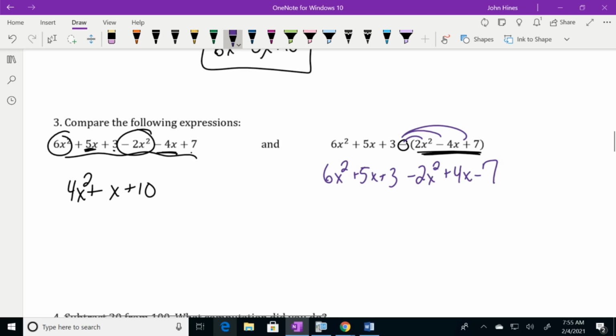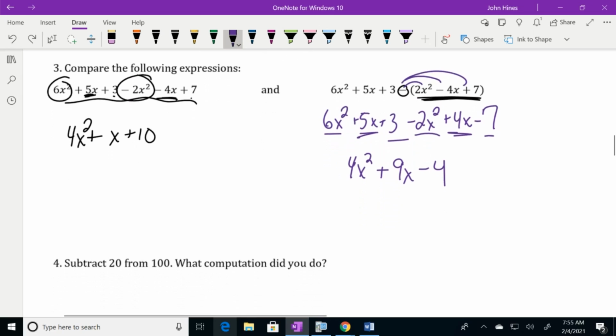I'm adding the opposite. So 4x squared plus 9x, right? 5 and 4 make 9, -4. Notice they're not equivalent. Adding that set of parentheses in there, if I had parentheses here, it's a very different problem. So that's what we need to look out for: are we taking our time and following what the polynomial actually says?